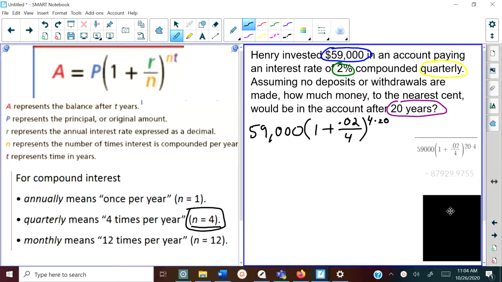Alright, and I got my 20 and 4 swapped around, but don't worry about that. You can type it just like that. Alright, now it says we want to make sure we round to the nearest cent this time. So that's going to be 2 decimal places, so we're going to take that 5 and round it up. So we get 87929.98.